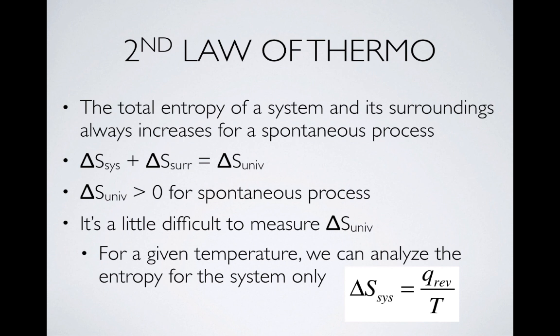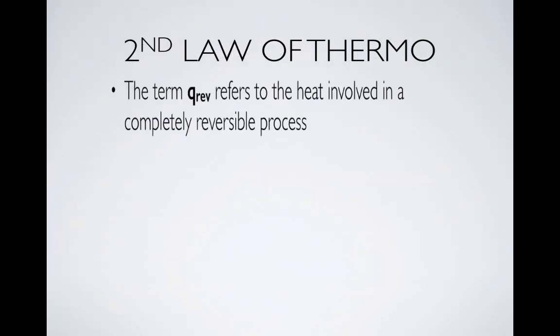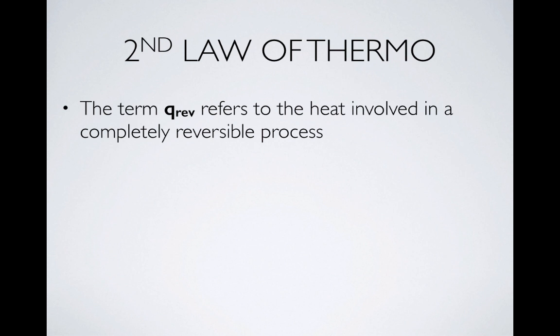So for a given temperature, as it turns out, we can analyze the entropy of the system using a fairly simple equation. That is that the change in entropy for the system is going to equal Q, so that's the heat involved for a reversible reaction, over the temperature in Kelvin. So delta S system is equal to Q reverse over T. Again, that Q reverse refers to the heat involved in a completely reversible process.